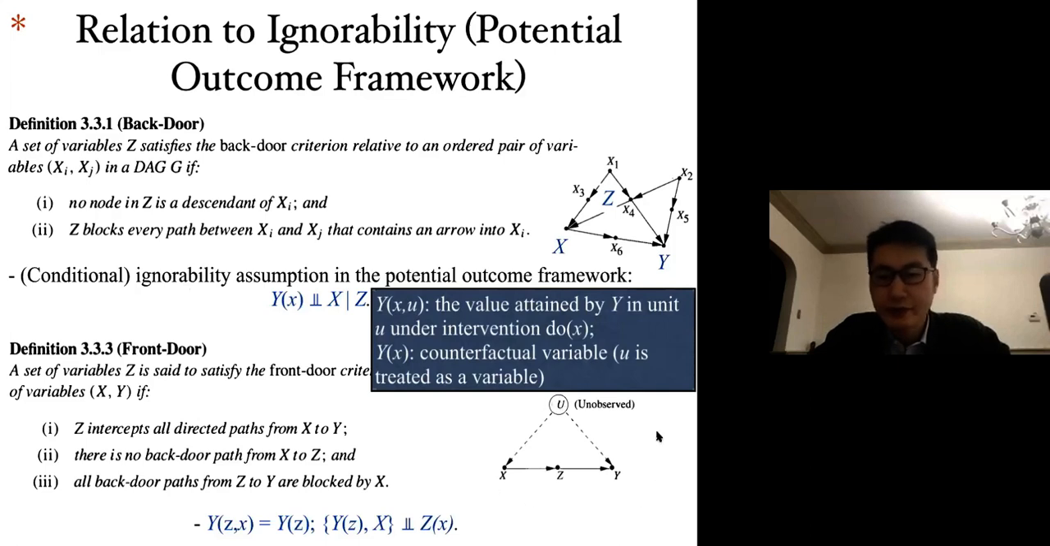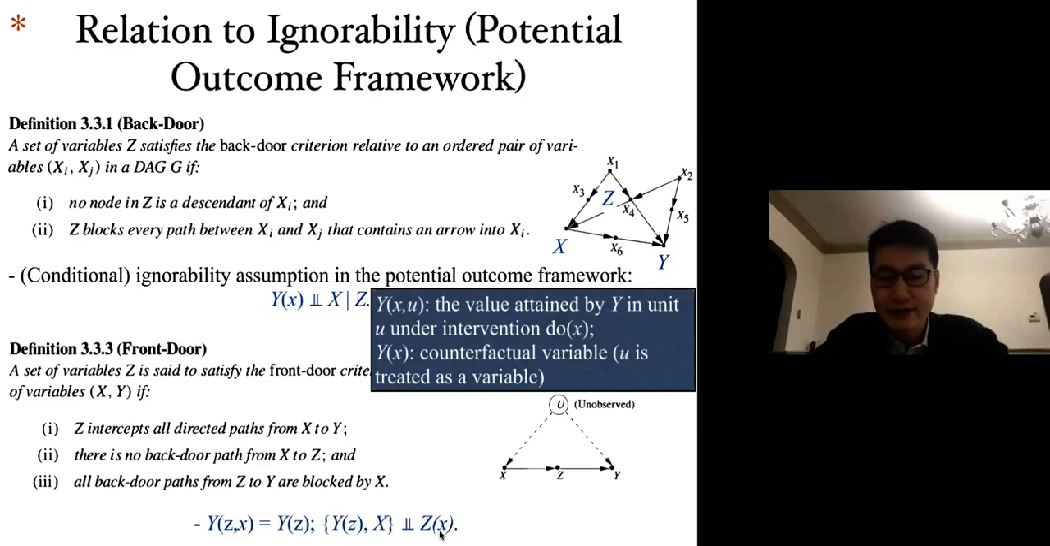So this is the front door criterion. Z basically intercepts all directed pathways from X to Y. What does that mean? So here you can see the ignorability, potential outcome framework. The criterion says Y given small x and z is the same as Y of small z. What does it mean? It means that if you are given Z, then X will not directly influence Y according to the causal mechanism, right? It's the same thing.